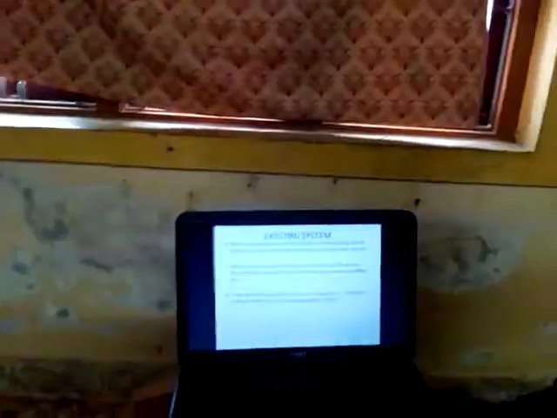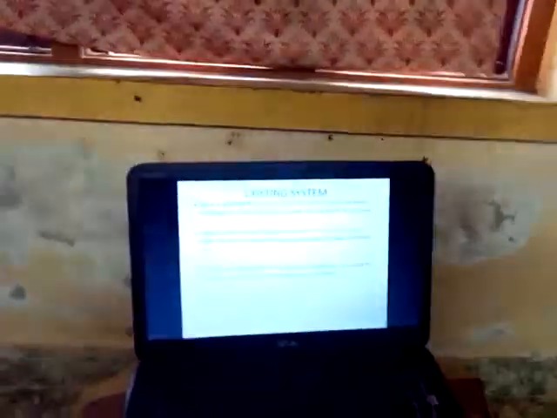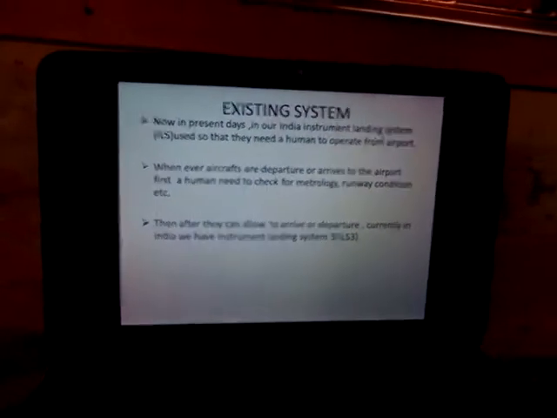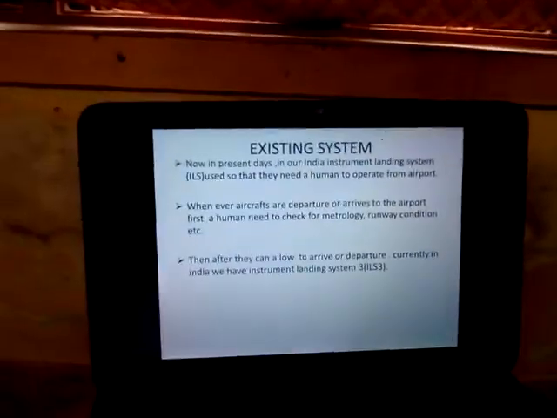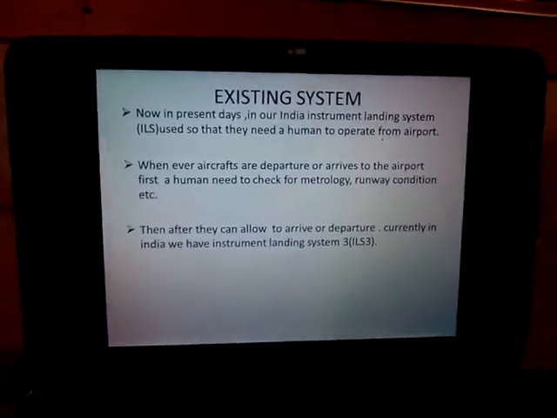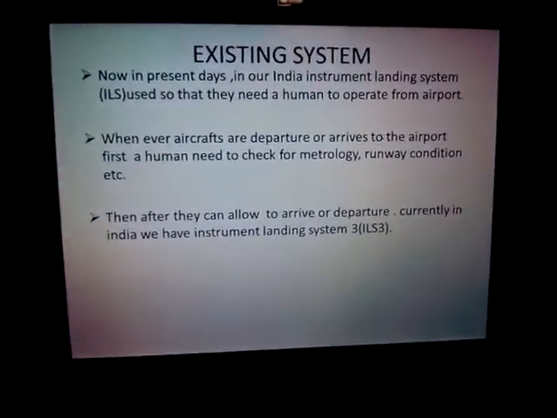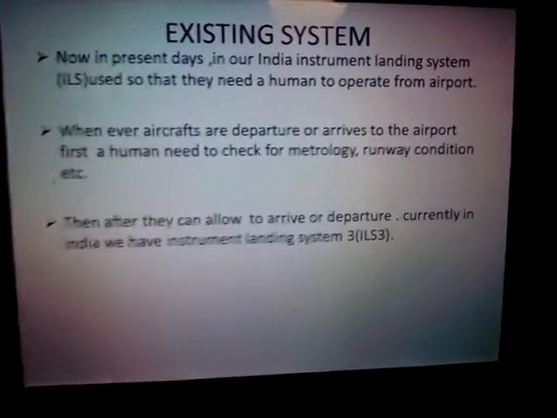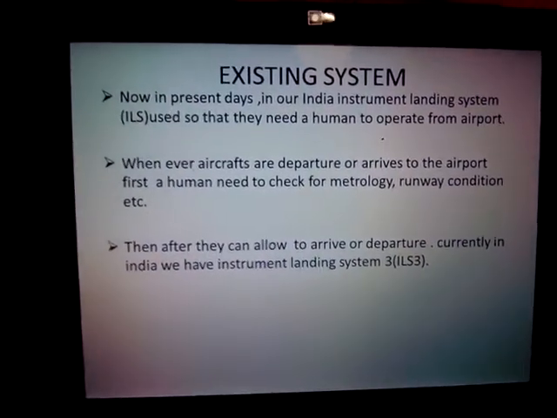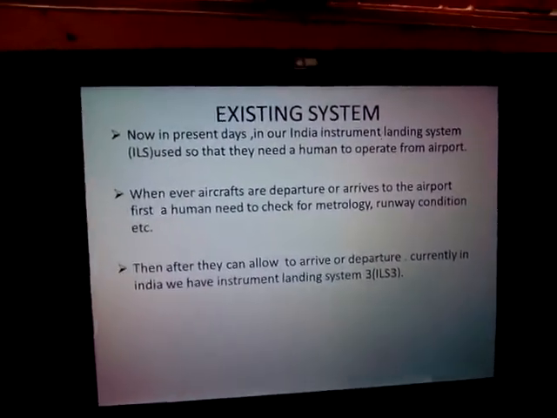In present days in India, the Instrument Landing System (ILS) is used, so they need a human to operate from the airport. Whenever aircraft depart or arrive at an airport, first a human needs to check meteorology, runway conditions, etc. Only then can they allow arrival or departure. Currently in India, we have an instrument landing system which is ILS-3.